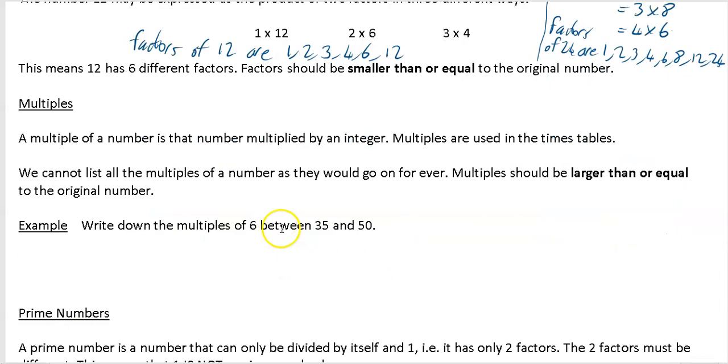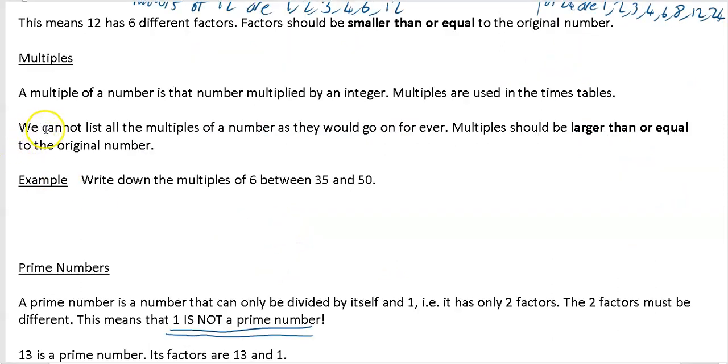Okay, we're going to look at multiples. A multiple of a number is that number multiplied by an integer. So the multiples are used in the times tables. We cannot list all the multiples of a number as they go on forever. Multiples should be larger than or equal to the original number, so a multiple is always going to be bigger.